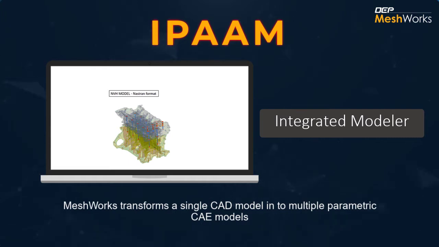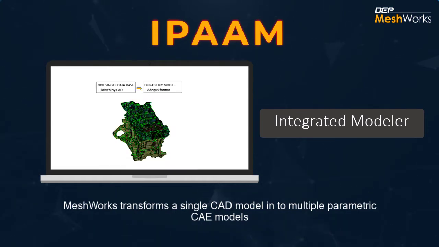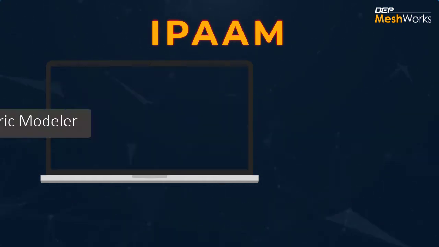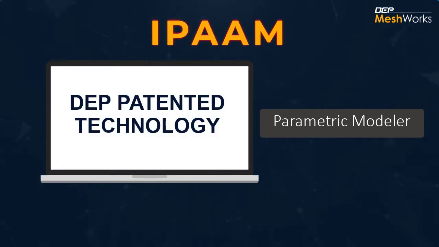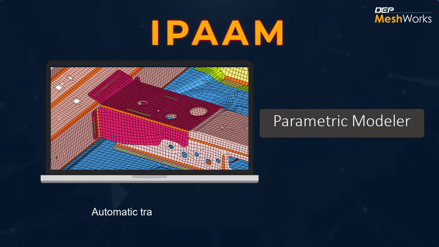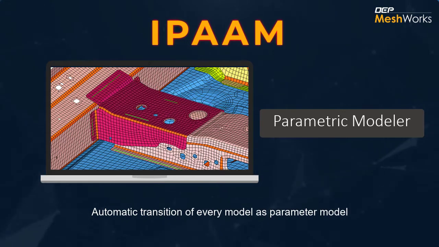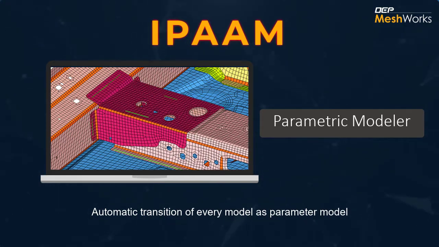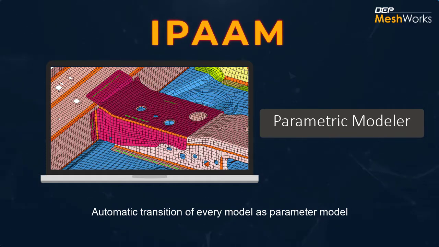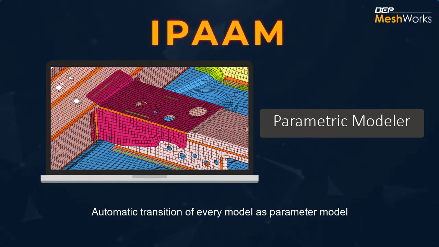From a single CAD model, generate multiple functional CAE models. P stands for Parametric Modeler, a patented technology of DEP that enables the baseline CAE model created in MeshWorks 8.0 to automatically get transformed into a parameter model, saving time and effort of parametrization.